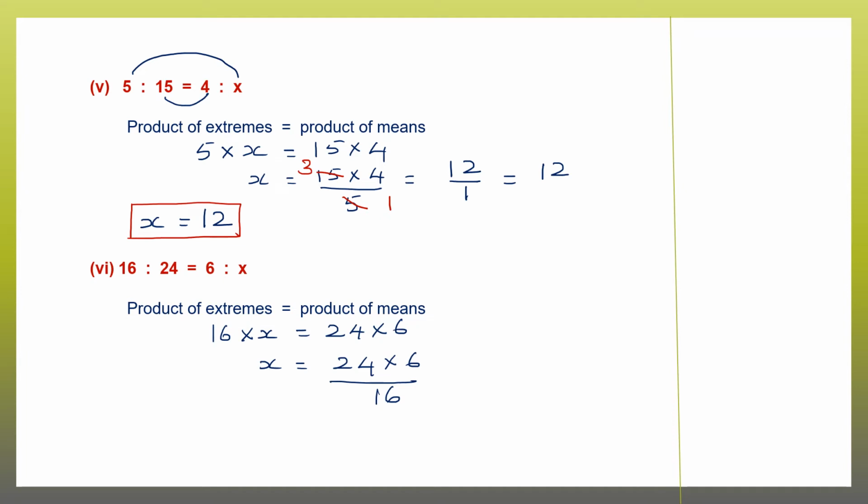Now I can cancel using 8. Let me cancel using 8. 8 2s are 16, 8 3s are 24. I can cancel again. I can cancel 2 and 6. 2 1s are 2, 2 3s are 6. So my numerator will be 3 3s are 9 and my denominator is 1. 9 by 1 equals 9. So the value of x here is 9. So this is my answer.